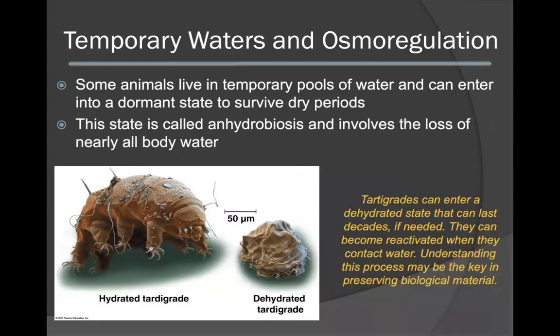Some animals are highly adapted to live in temporary waters, which means they must be adapted to survive periods of dehydration. Many of these animals, such as the tardigrade, can enter into dormant periods that are called anhydrobiosis. This means that they can lose nearly all of their body water and still survive. The diagram below shows a difference between a hydrated and dehydrated tardigrade. These are also called water bears.